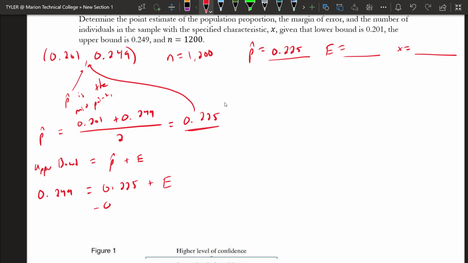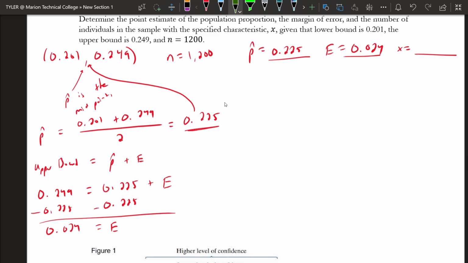So then if I subtract 0.225 from both sides, I'm left with E on the right-hand side. On the left-hand side, we would have 0.024, right? So E is equal to 0.024. That's the margin of error, right?